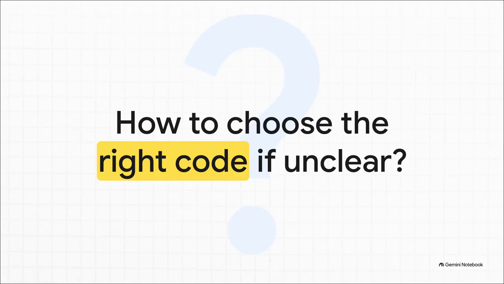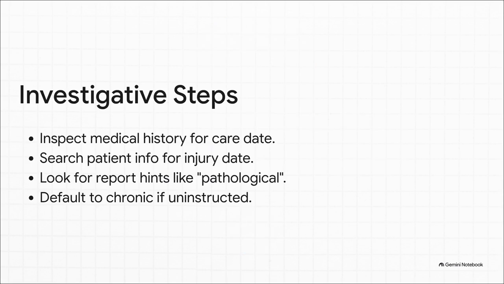But let's be real for a second. Patients are often completely oblivious to how or when their condition actually started. So, what do? How do you choose the right injury code if the backstory is totally murky? Well, you kind of have to become an investigator. Here is your exact game plan for playing detective.